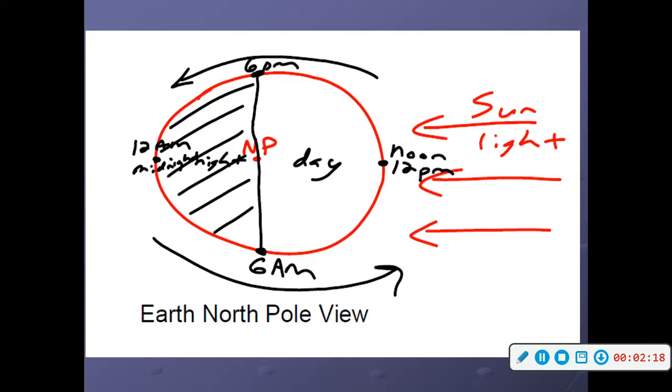All right, so here's how rotation works with the time zones. If we have a North Pole view of the Earth, this is looking down on the North Pole in the center, and sunlight comes in and lights up half the Earth. So that's daytime here. Nighttime is on the other side, opposite the sun, and we rotate counterclockwise. As we rotate, noontime would be the middle of the sunlight. As we rotate from light to dark, that's 6 p.m. or sunset.